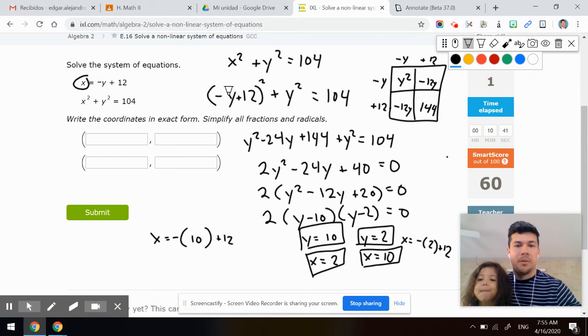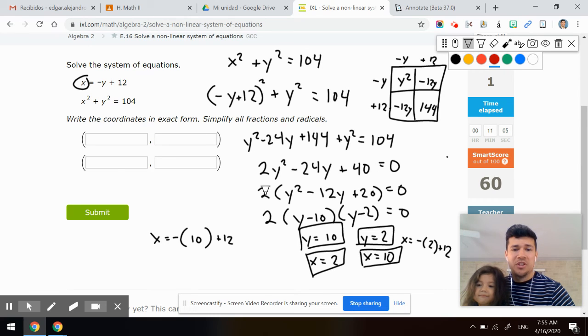I invite you to pause and maybe try out the steps. So that's what we first did right here. And when I substitute negative y plus 12 into this x, I'm going to have to go through the steps, square it. I use my box right here to square it. I end up with y squared minus 24y plus 144 plus y squared equals 104. Combine my like terms, I end up with this 2y squared minus 24y plus 40.